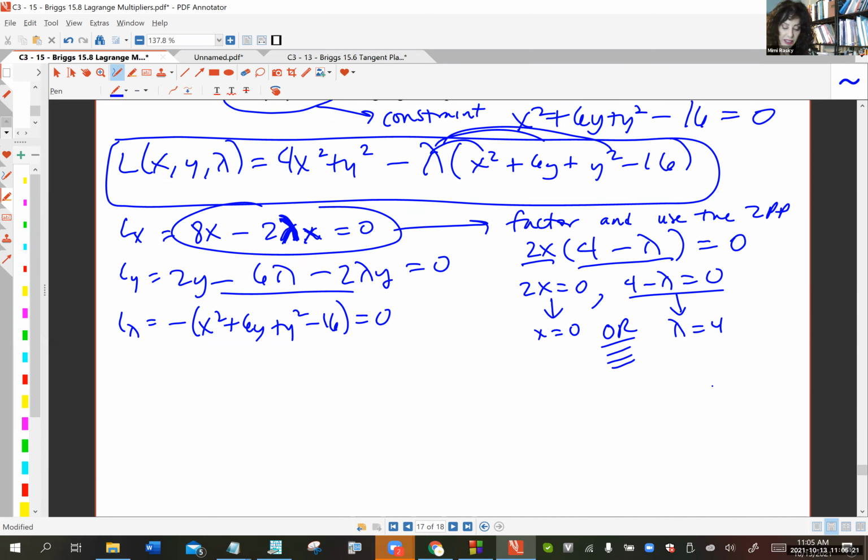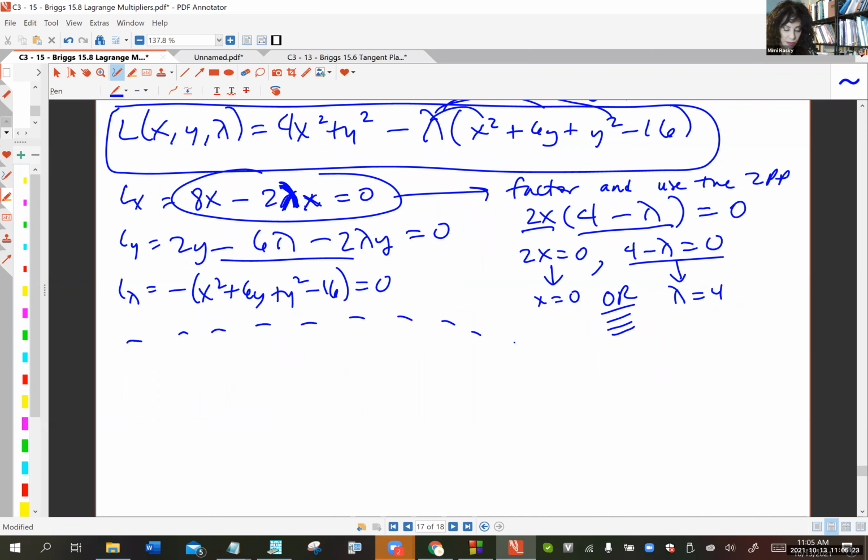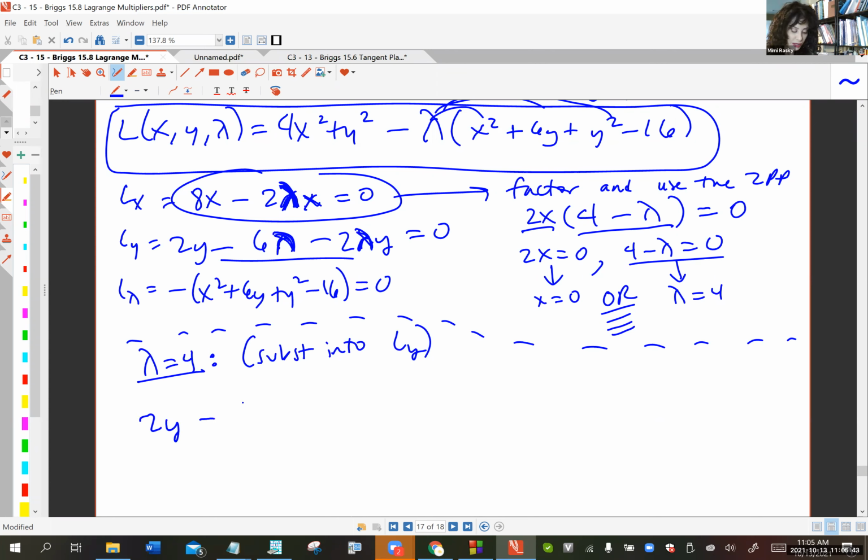This is where it gets a little dicey. So let's start with the lambda equals 4. Let's substitute it into the other partial and see what happens, just for fun. So if you notice that lambda appears twice in your partial with respect to y, so you're going to have to substitute it in there twice.